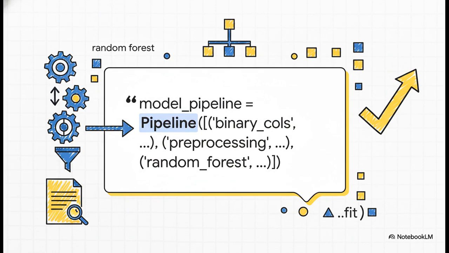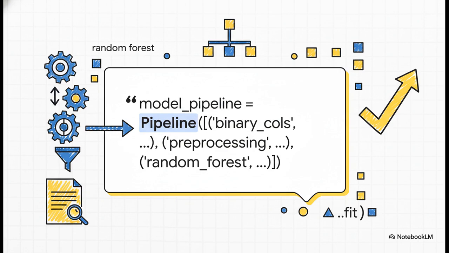And this is the code that brings it all home. We create a pipeline object, and we just give it that list of steps. Each step gets a name and the object that does the work. And that's it. This one single model pipeline object is our entire workflow. Now all we do is call .fit on this one thing, and it runs everything in order.